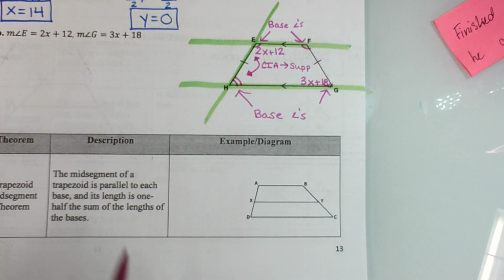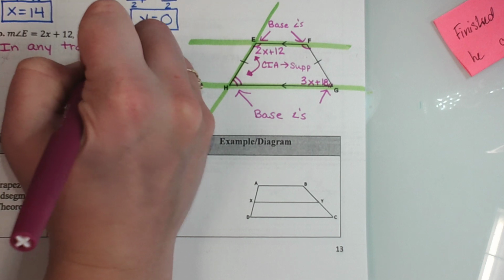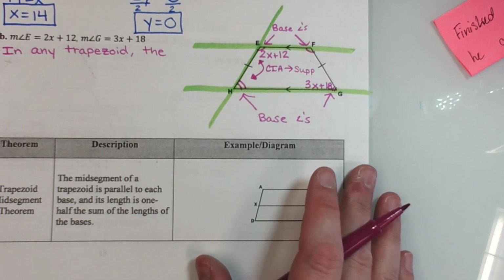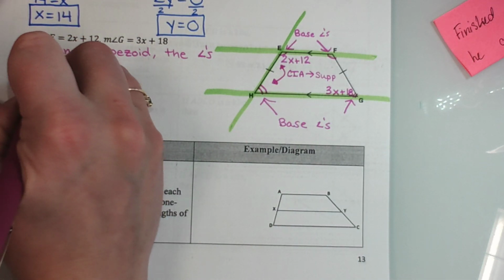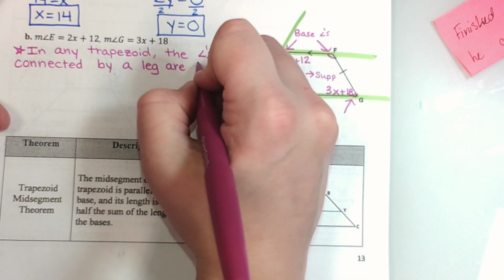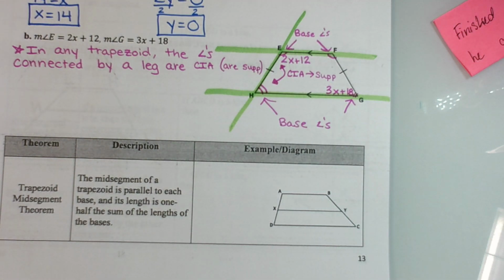In a trapezoid, and now we're going to write a little note to self so that we know this for all trapezoids. In any trapezoid, the angles connected by a leg are CIA and therefore are supplementary. This will create smaller problems to work with. What does supplementary mean again? Add up to 180.